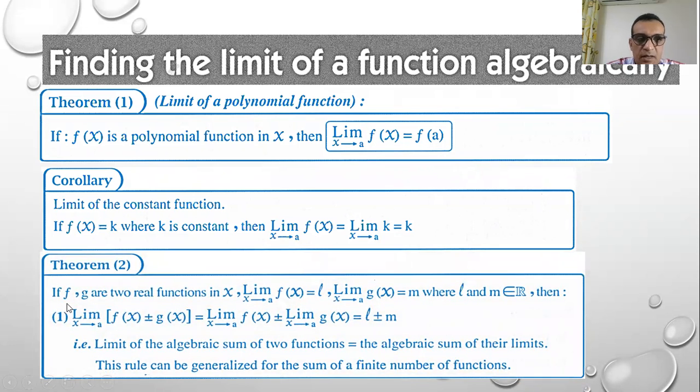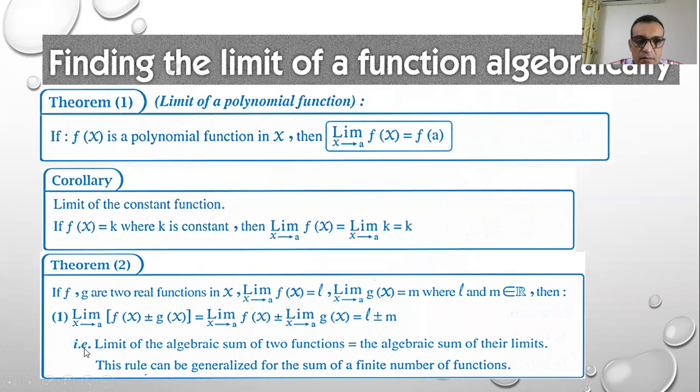Theorem 2. If f and g are two real functions in x, and the limit of f(x) when x approaches a equals L, and the limit of g(x) when x approaches a equals m, where L and m belong to the real numbers. Then, number 1, the limit of f(x) plus or minus g(x) when x approaches a equals the limit of f(x) plus or minus the limit of g(x), which equals L plus or minus m.